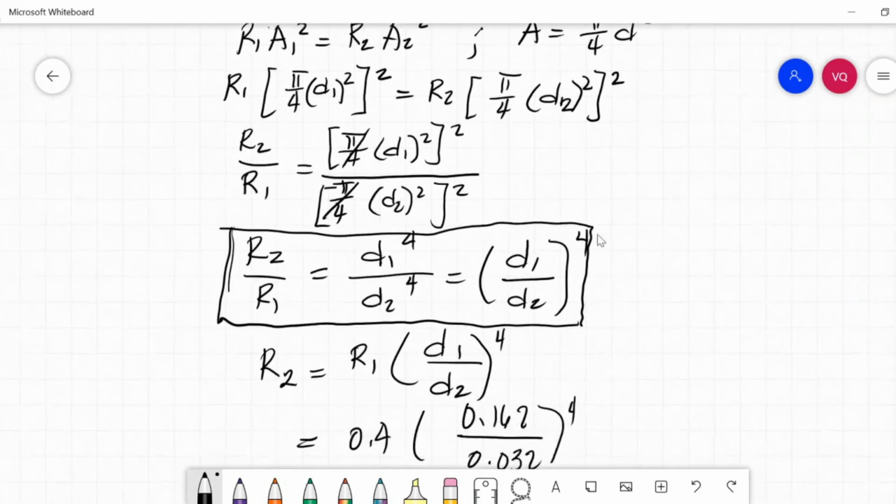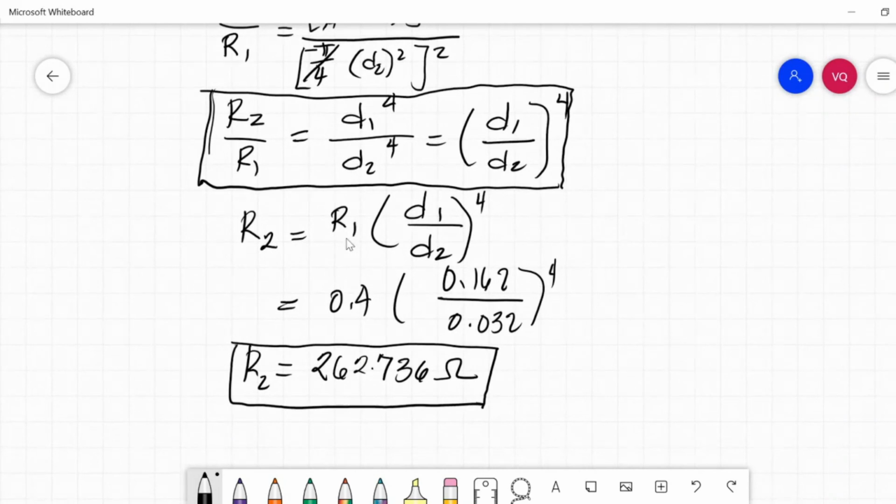So, we can now solve R2. R2 is equal to R1 times D1 over D2 raised to 4. Our R1 a while ago is 0.4. D1 is 0.162 divided by 0.032 raised to 4. So, R2 is 262.736 ohms. As you can see here, our D2 is reduced. So, the resistance became larger or greater compared to R1 that is 0.4 ohms.